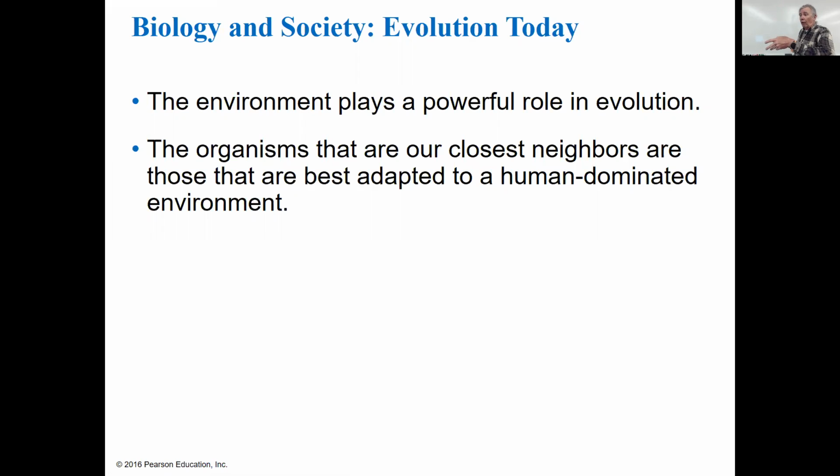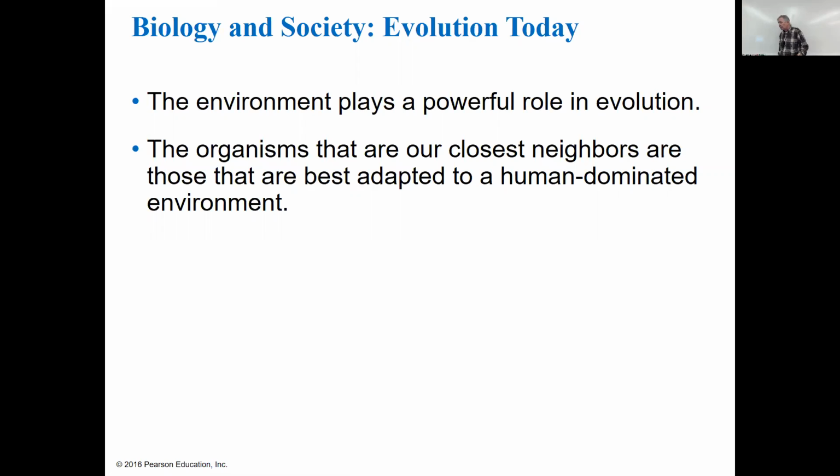The organisms that are our closest neighbors are those that are well adapted to a human-dominated environment. So we've sort of dominated as a major life form on Earth now, and we're changing the environment. The most successful organisms on Earth are going to be the ones that really can live in our kind of environment. There are certain places on Earth we should leave completely wild, and shouldn't modify them.